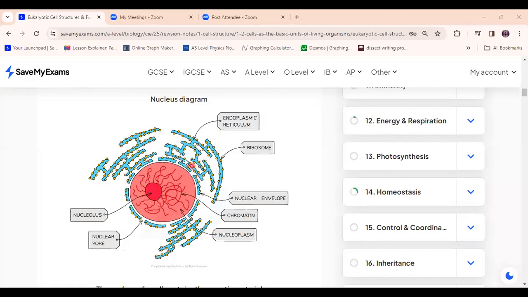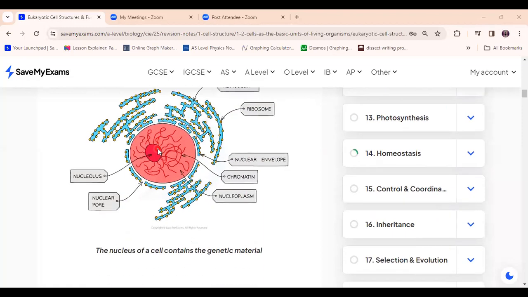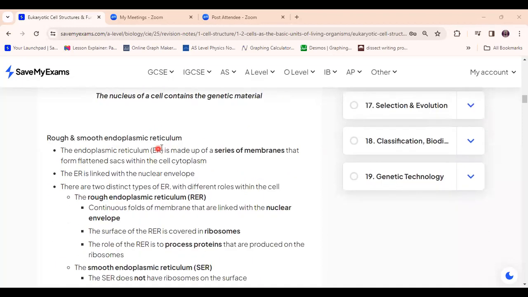Chromatin, yeah. Now, why was I emphasizing an outer and inner membrane? Because the outer membrane of the nucleus actually extends to form the endoplasmic reticulum. Well, more precisely, it is the rough endoplasmic reticulum. We'll take a look at that shortly. So, rough and smooth endoplasmic reticulum.